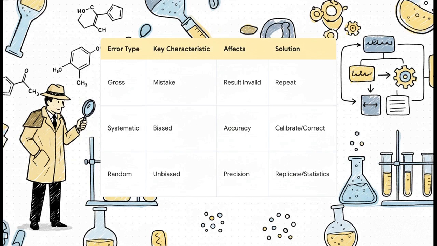Systematic errors. These are the consistent biases that mess with your accuracy. You fix them by calibrating and refining your method. And finally, random errors. Those are the unavoidable, unbiased fluctuations that affect your precision. You can't fix them, but you manage them with more measurements and good old statistics. And that's pretty much the whole case, right there.